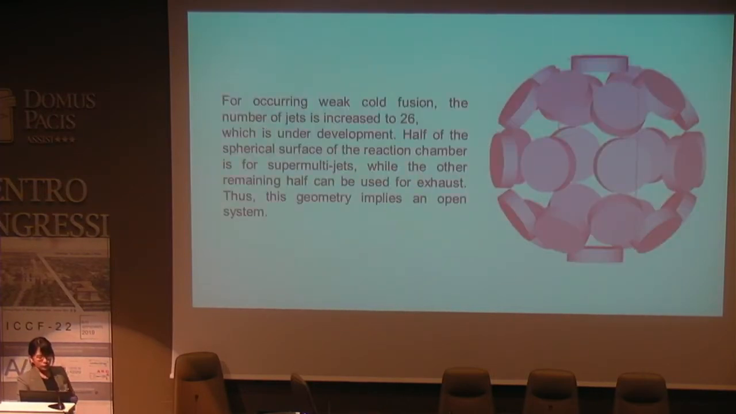For occurrence of weak cold fusion, the number of jets is increased to 26, which is under development. Half of the spherical surface of the reaction chamber is for super multi-jets, which is shown here in this pinkish color, while the other remaining half can be used for exhaust. Therefore, we'd like to point out this geometry implies an open system.